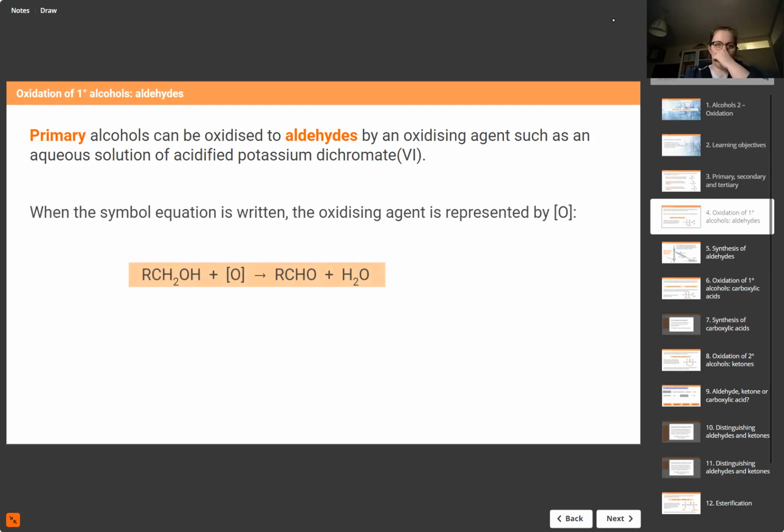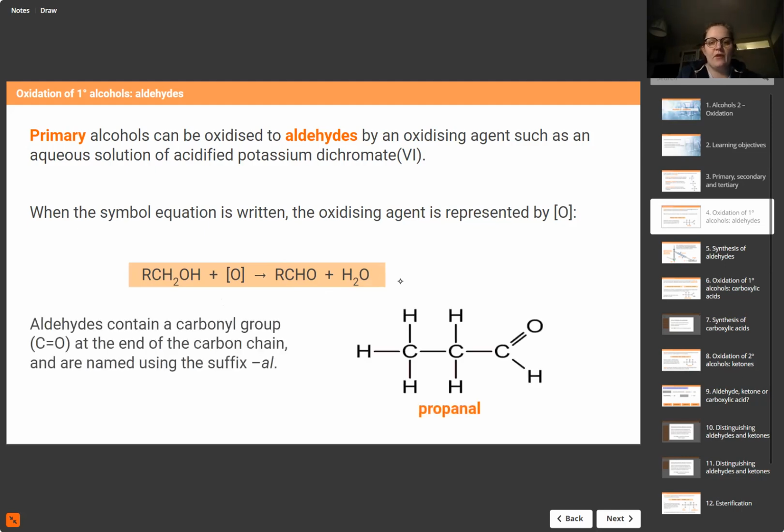When the symbol equation is written, our oxidizing agent is always represented by O. We do that because it's not always going to be acidified potassium dichromate. So in this example, we've got our general formula for any primary alcohol, the oxidizing agent, and then showing our aldehyde is formed, and then water.